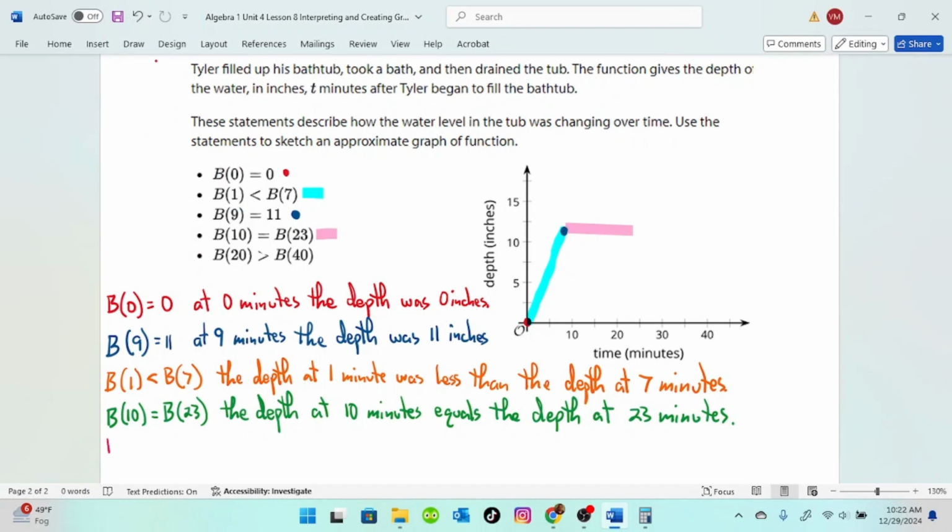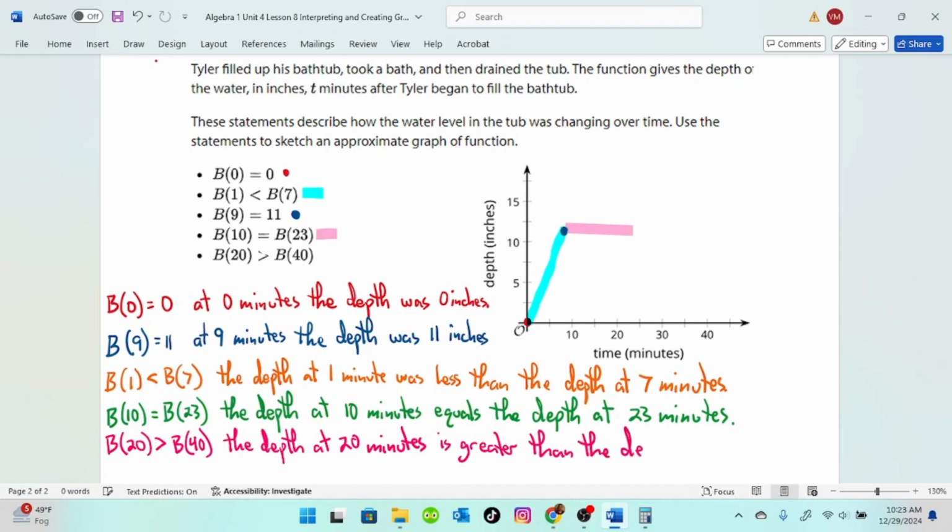And then our final description is that b of 20 is greater than b of 40. That means the depth at 20 minutes is greater than the depth at 40 minutes.